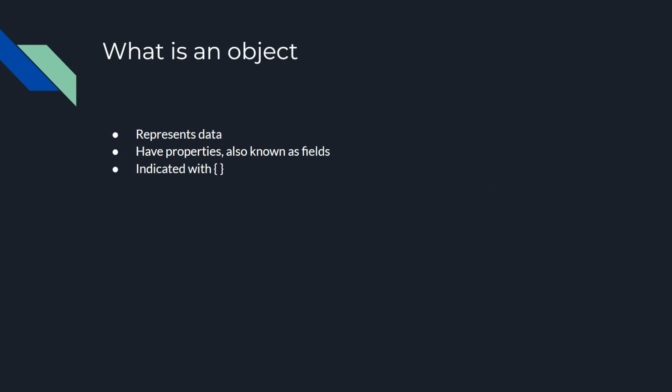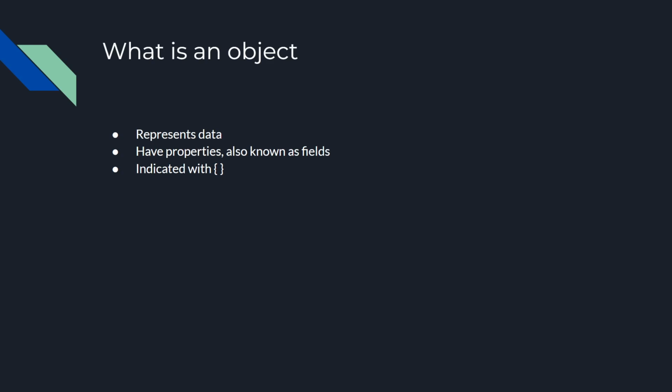So what is an object? An object represents data. So far we have simple variables: we have integers, numbers, strings, booleans, but there are more complex variables out there that can keep track of a more complex object. So that's where the idea of an object comes from.